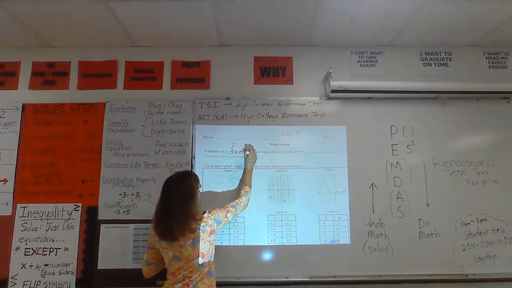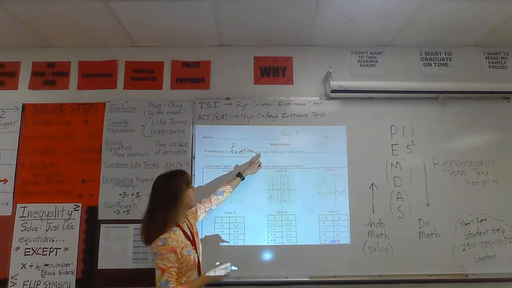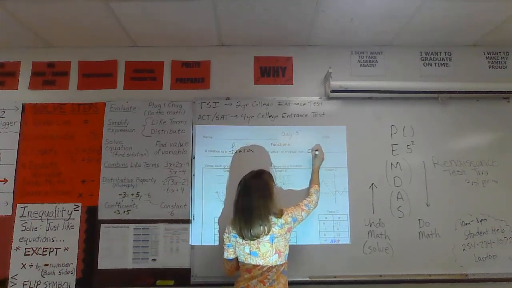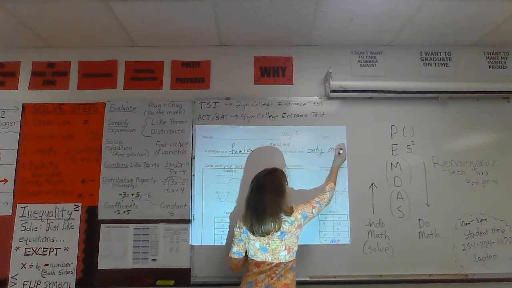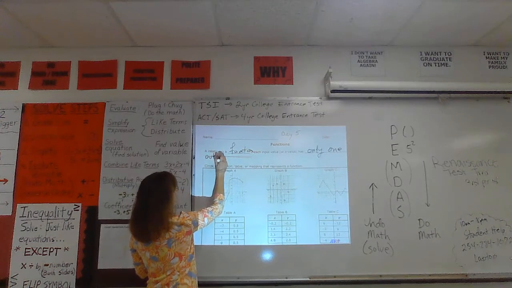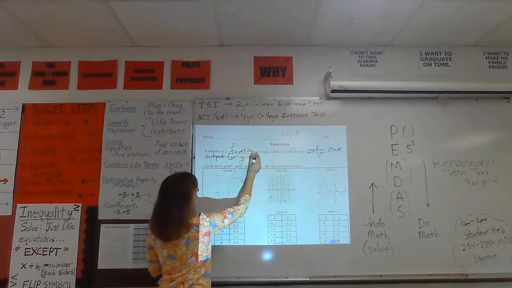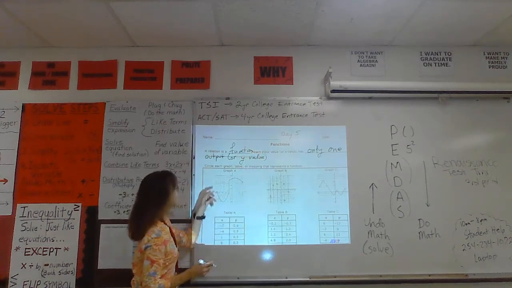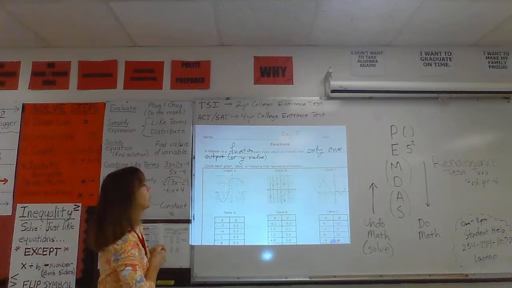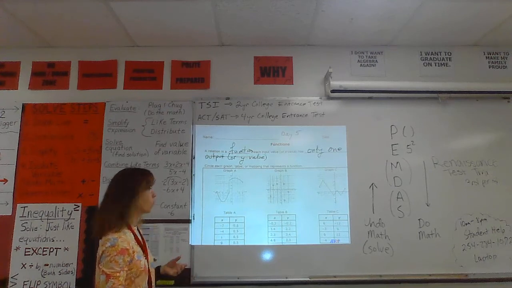If you're at home doing this, you're just going to simply write this sentence on your paper: a relation is a function if each input or x value has only one output or y value. Okay, so it reads, a relation is a function if each input or x value has only one output or y value. So inputs are your x's, outputs are your y's.